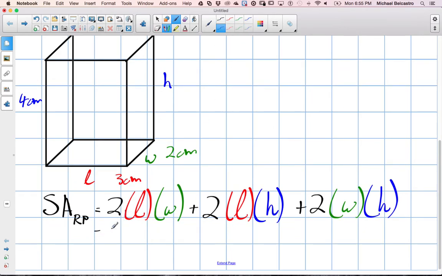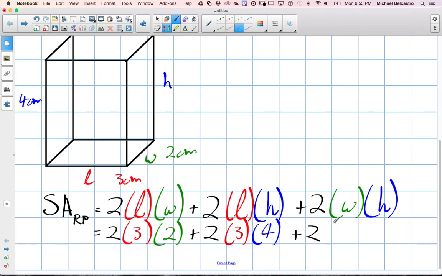Let's plug right in. 2 times, we know the length is 3, so 2 times 3 times the width, which is 2. Plus 2 times the length, 3, times the height, 4. And plus 2 times the width, 2, times the height, 4. This formula, if we follow our order of operations correctly, will give us the exact measurements.